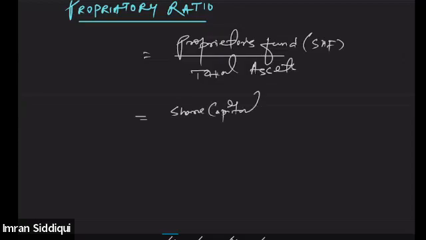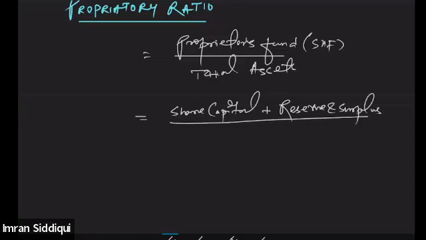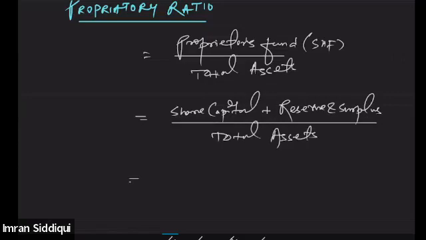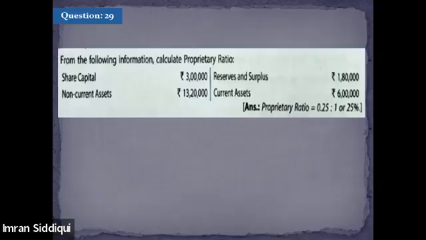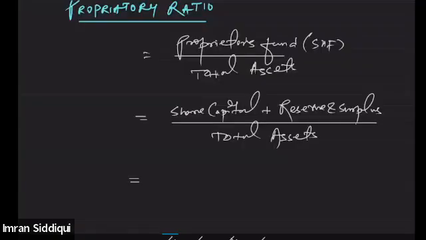Share capital plus the reserve and surplus, divided by total assets. Share capital is 3 lakh and reserve and surplus is 1,80,000.